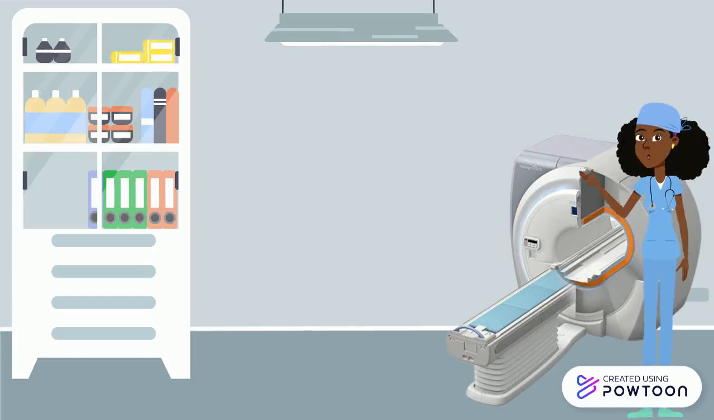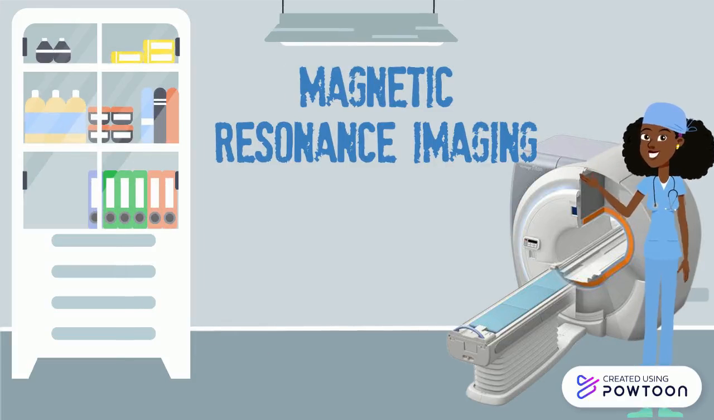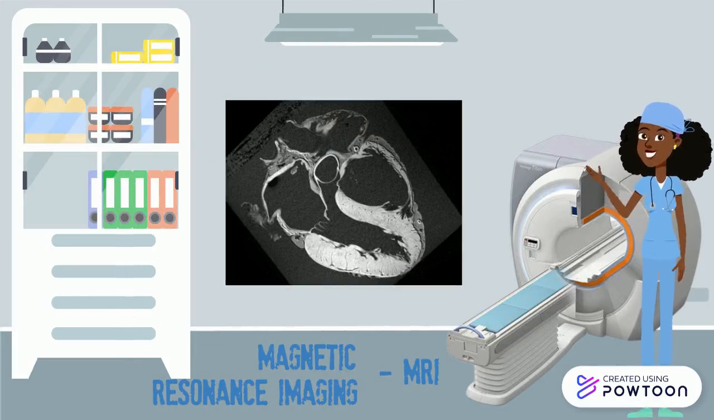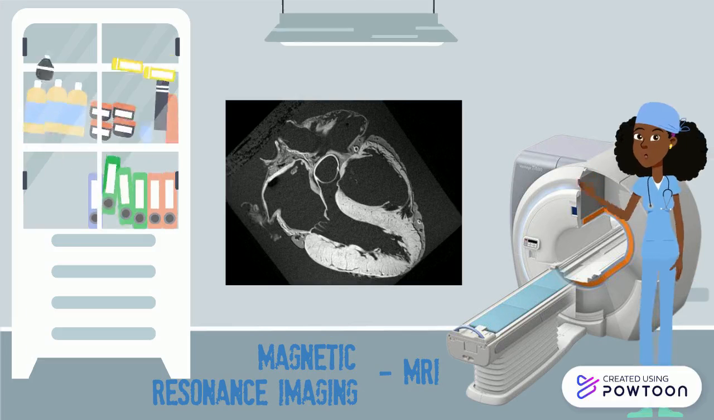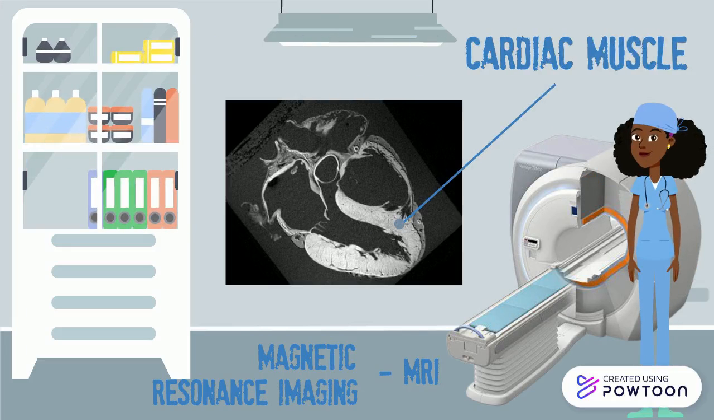For a more detailed image of the heart, patients can get magnetic resonance imaging, also known as an MRI. This is an image of an MRI scan of a heart. You can see the labeled cardiac muscle. This detailed image allows us to diagnose HCM by observing the thickened cardiac muscle.